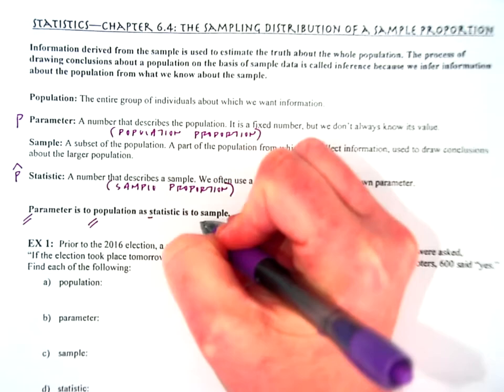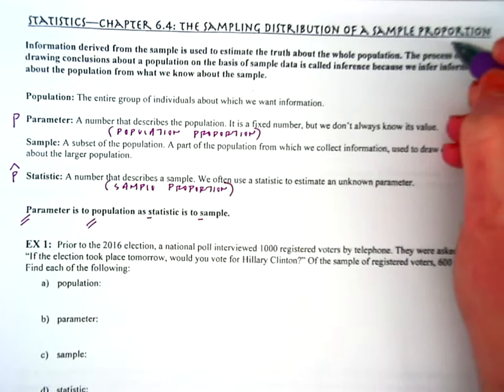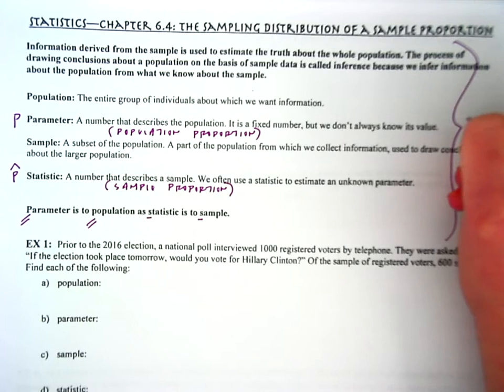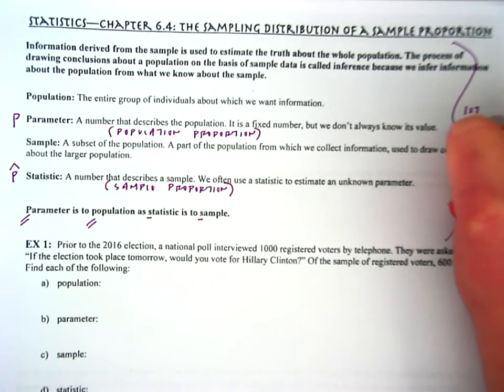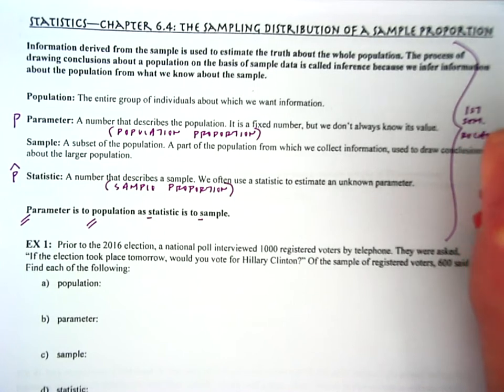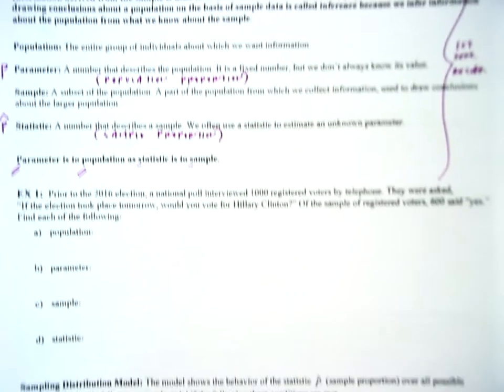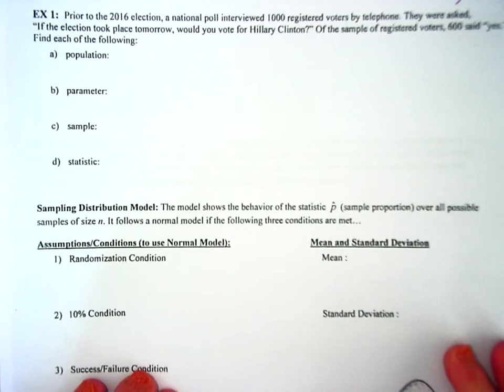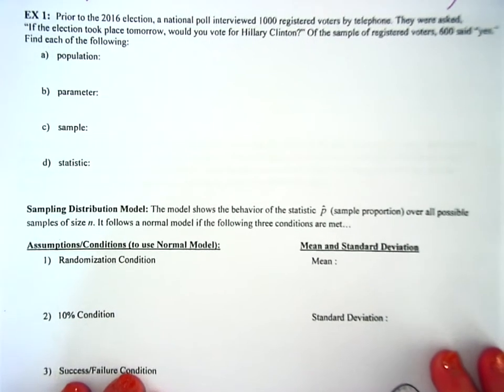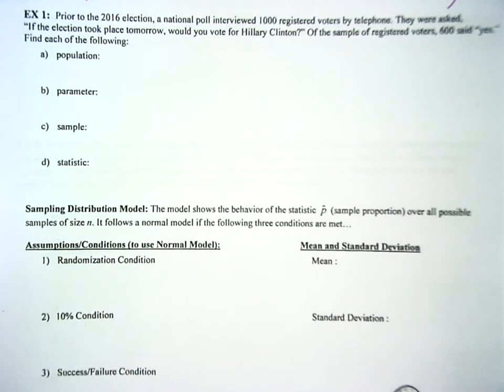Okay, and example one, also a little review. Prior to the 2016 election, a national poll interviewed 1,000 registered voters by phone. They were asked, if the election took place tomorrow, would you vote for Hillary Clinton? Of the sample of registered voters, 600 said yes. So what is our population? What is the whole group that we are interested in knowing about? We're interested in U.S. registered voters.